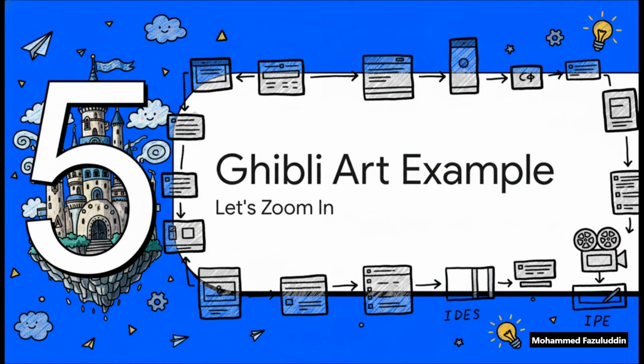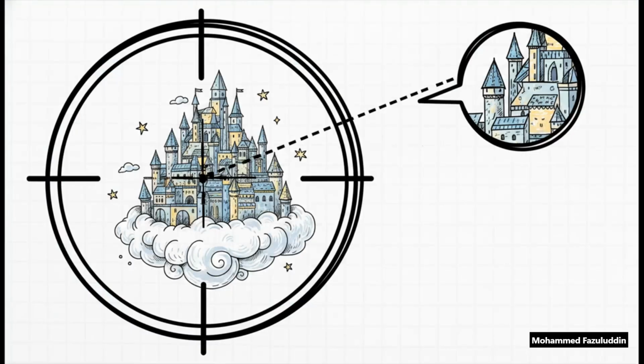Finally, Section 5, the Ghibli Art Generator example. Let's actually see all this theory in action. We're going to use what I like to call the camera zoom metaphor. I want you to imagine you're sitting in a helicopter, looking down at a huge city, and then you slowly zoom your camera lens all the way down to the individual bricks on a single building. We are going to do exactly that right now with a fun system called the Ghibli Art Generator.